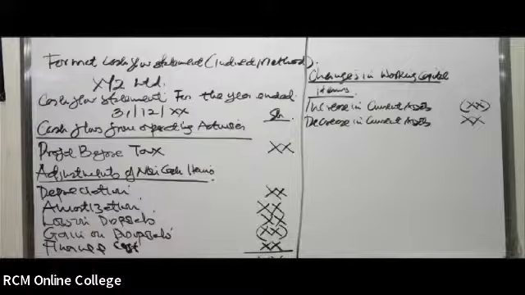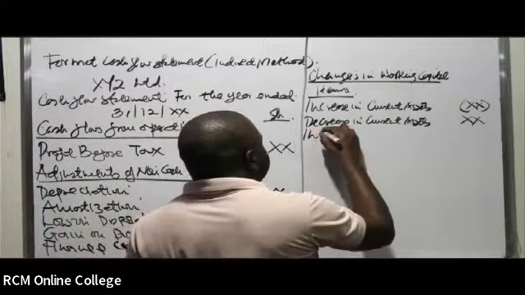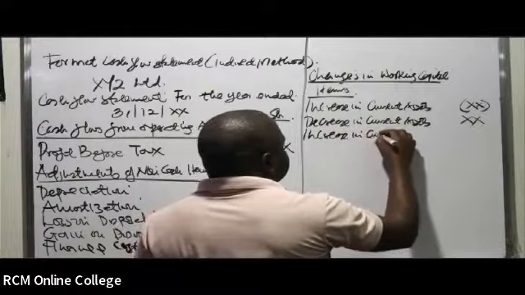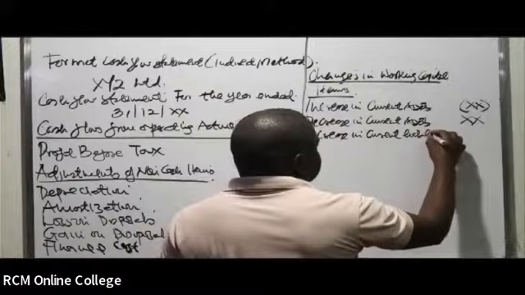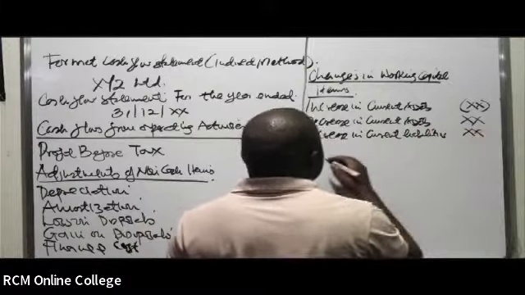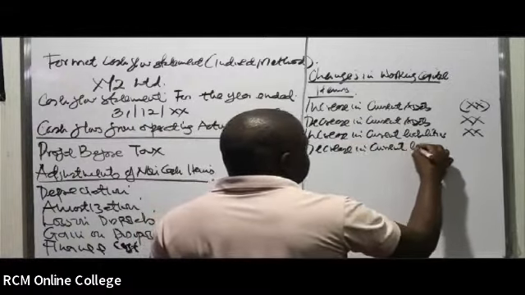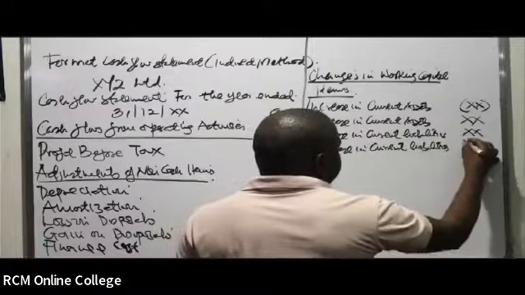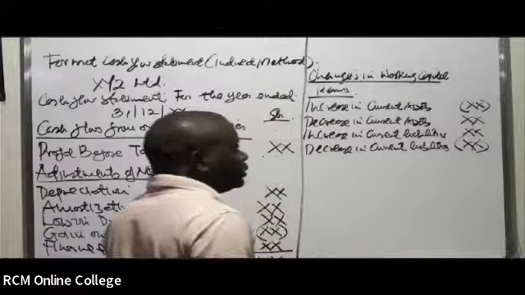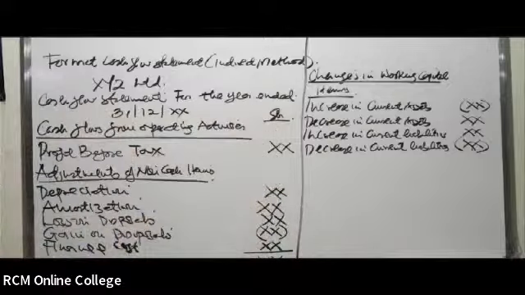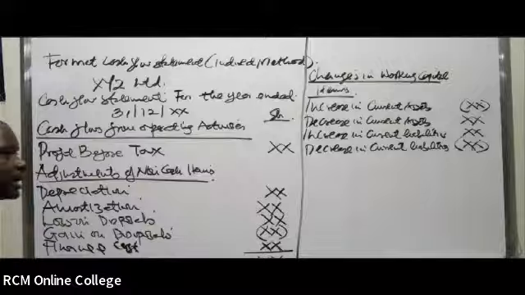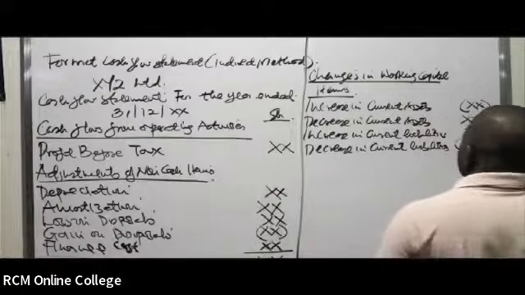Then an increase in the current liabilities. If the current liabilities increase, now it is the opposite: you'll add. Then a decrease in current liabilities, you deduct. A decrease in the current liabilities, you likely deduct. So probably it means you have incurred an outflow. So that's what will happen.